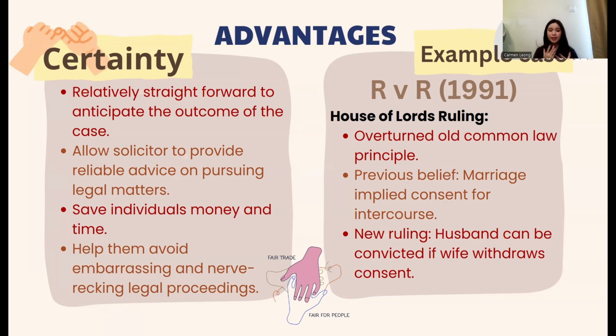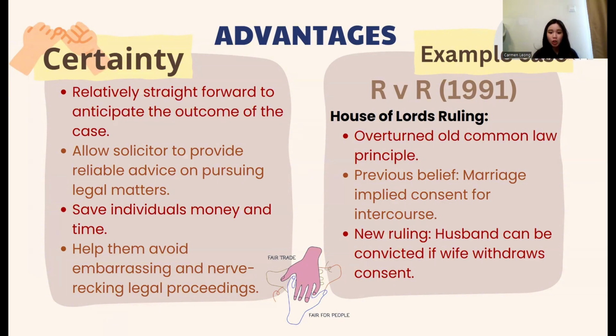The House of Lords practice statement emphasizes the importance of certainty. I have an example here. In the case of R v R 1991, basically the case is about the defendant challenging his conviction for attempted rape, claiming that a husband cannot rape his wife. The House of Lords overruled the old common law principle that marriage always granted consent for sexual intercourse, ruling that a husband might be convicted of rape or attempted rape if his wife withdrew her consent.